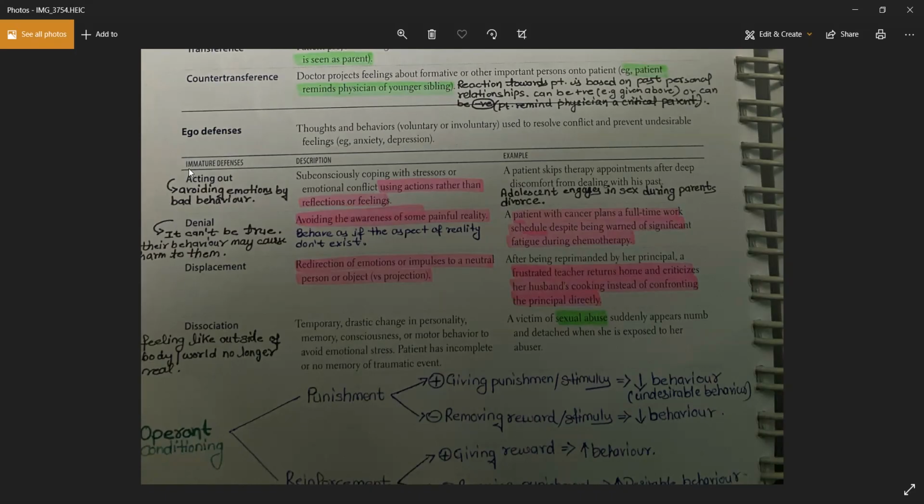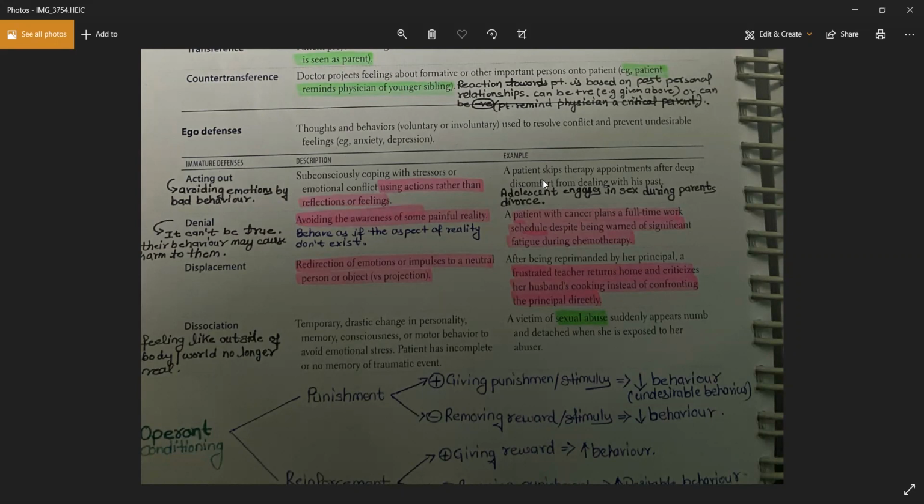So the first one is acting out. In that case, the patient always uses action rather than feelings. They will beat up, they will fight, they will abuse, or indulge in sexual activities. In order to avoid the real emotions, they will do anything. So that was acting out.